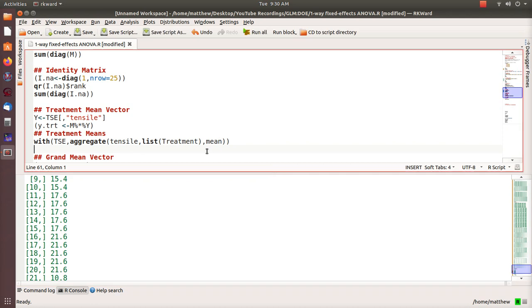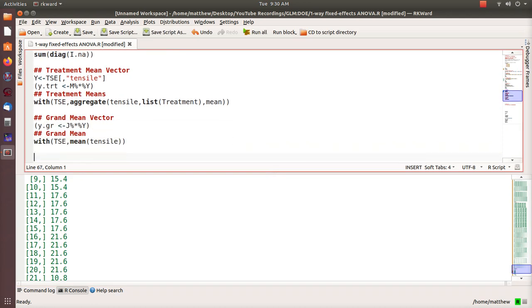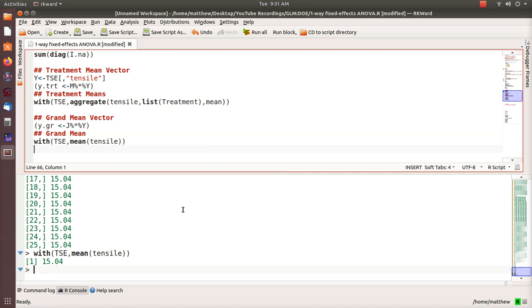Now let's look at the grand mean. So we take J times Y. Now J is a perpendicular projection matrix on the column space of ones, so it's going to take that dangling Y vector and shove it down into the column space of 1, which is a constant vector. So if we look at that, we calculate it. Now let's just calculate the mean, and notice that it's a constant vector 15.04, which is the grand mean, and that's what we call the grand mean vector.